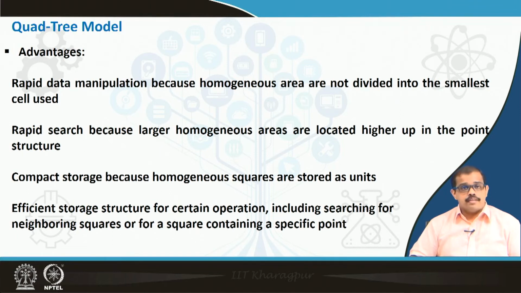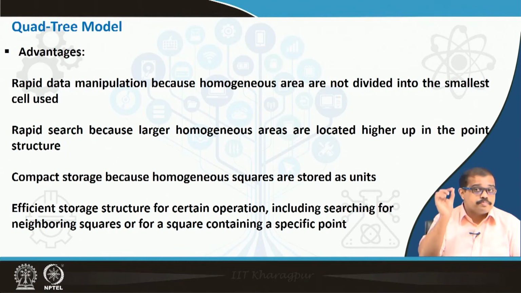Then you have compact storage, because homogeneous squares are stored as units. When there is a unit, the storage is extremely efficient, which is why the quadtree model is quite advantageous. It also provides efficient storage structures for certain operations, including searching for neighboring squares or for a square containing a specific point.